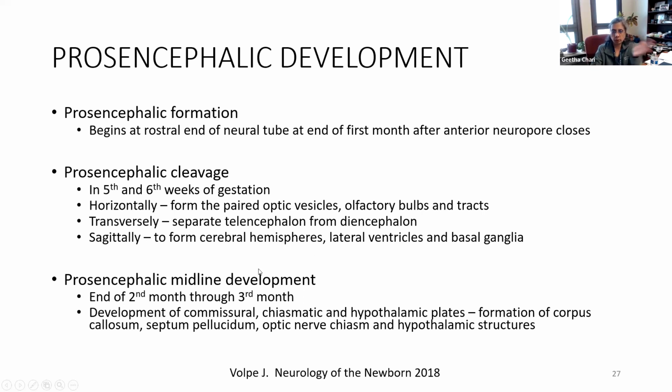So that's why you have to divide it into left and right, and then the lateral ventricles and the basal ganglia. After the cleavage of the prosencephalic structures happens, then the midline structures start to develop. This happens during the second and third month of gestation, where you develop all the various commissures and the chiasms. So that's why you have the corpus callosum, the septum pellucidum, the optic nerve chiasm, all those structures develop in the midline. So this is what happens normally within the first 3 months of gestation.